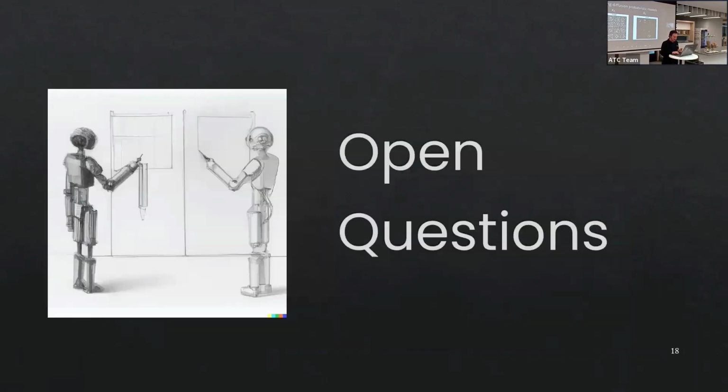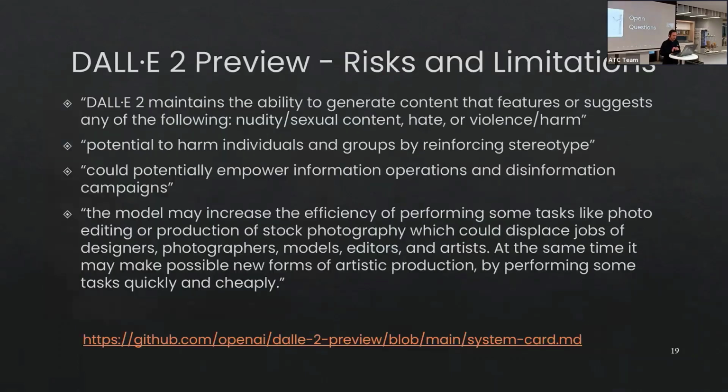Anyway, moving on. So some open questions about this technology. I'm going to read off quotes directly from OpenAI's own risk assessment of the technology. I don't have enough time to explore these, they're just food for thought. DALLE 2 maintains the ability to generate content that features or suggests any of the following: nudity, sexual content, hate or violence and harm. This is despite efforts by the researchers to take out this training material. I guess there's just a lot of that on the internet.